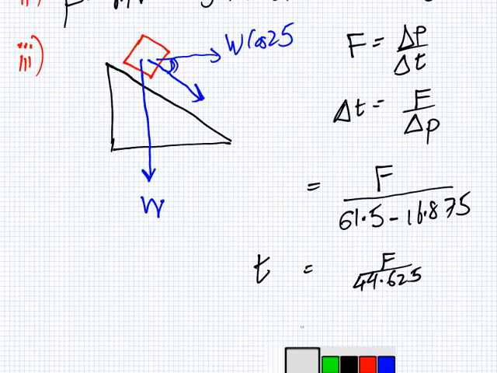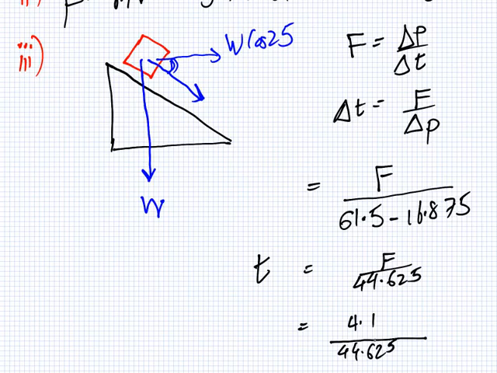So the angle is 25. Let me calculate that. 9.81 times 3.75 times cos 25.